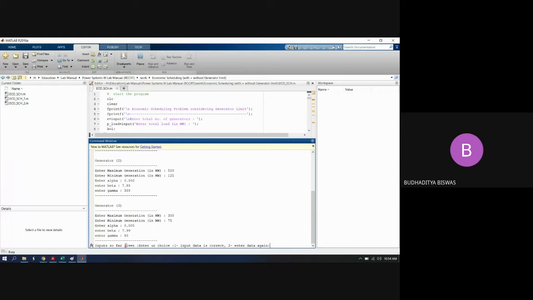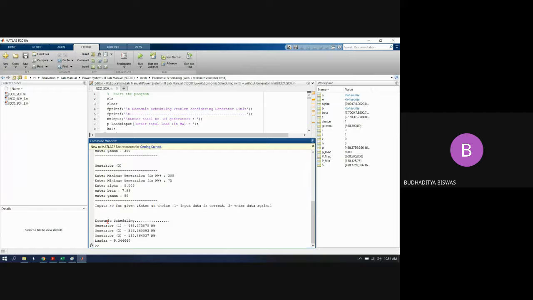So the input so far is given, enter your choice. If the input is correct, enter 1, or enter the data again. I wrote an option for correcting the data, in case we need to give so much data. Generally, in the coding, you give that data in a separate function file or separate input file, but here I take the data from the user directly. So input is correct, 1, then enter.